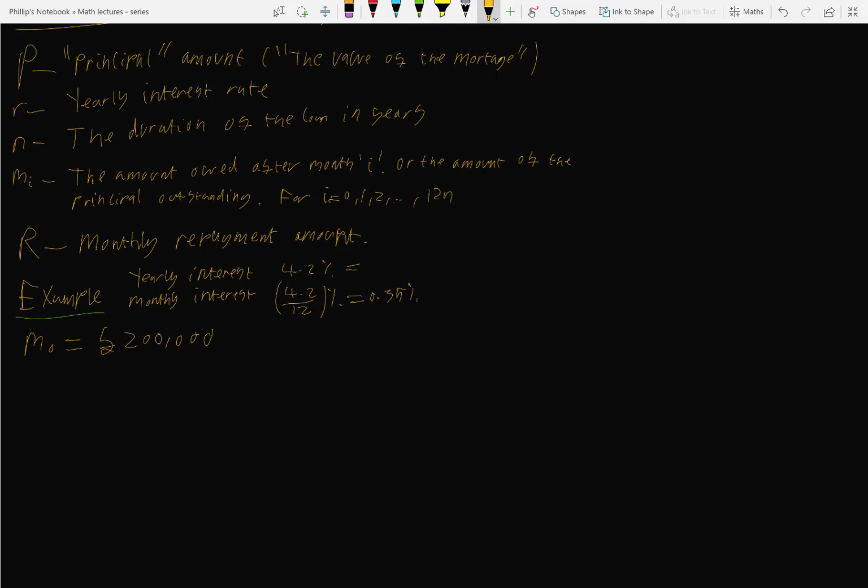As a decimal figure, 4.2% is 0.042. Go back 2 decimal places and this is going to be 0.0035. Let's have a look: 0.35% is 0.0035. So that's going to be the monthly interest rate. Apologies for the failure in my maths there.